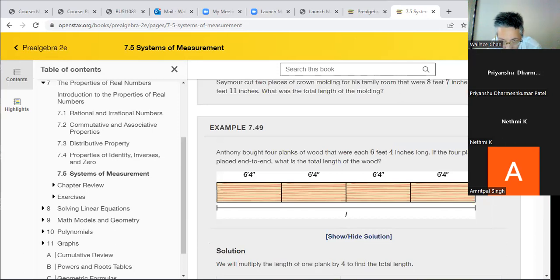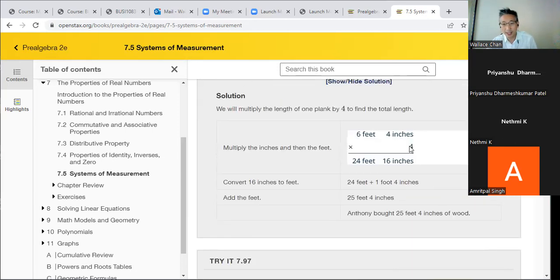Oh, right, sorry. Here, 4 plus 4 plus 4 plus 4 is 16, yeah, that's right. So then you have 24 feet and 16 inches. And then out of the 16 inches, 12 of them is 1 foot. So it becomes 25 feet and 4 inches.